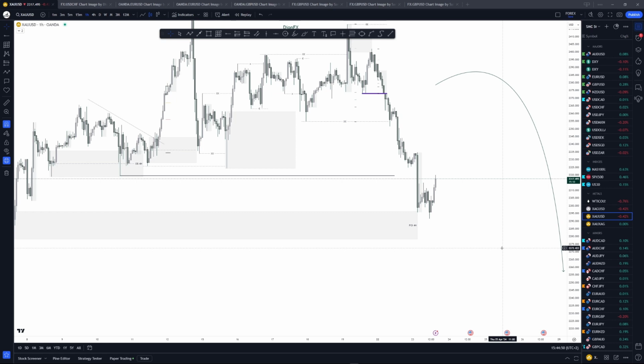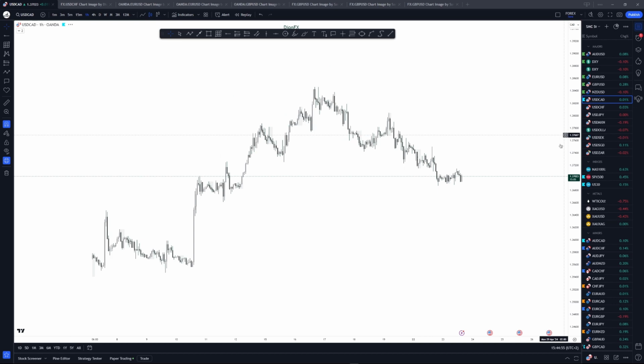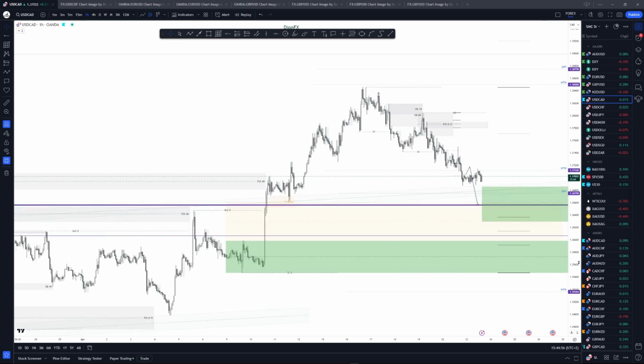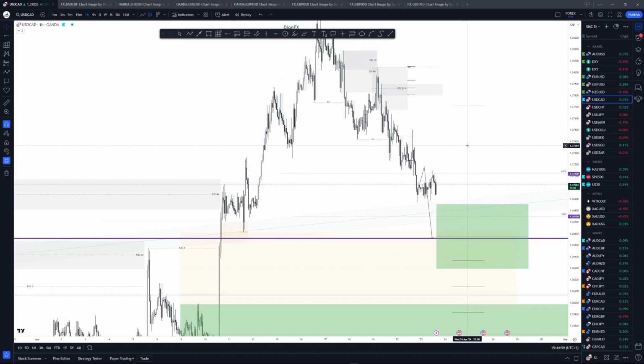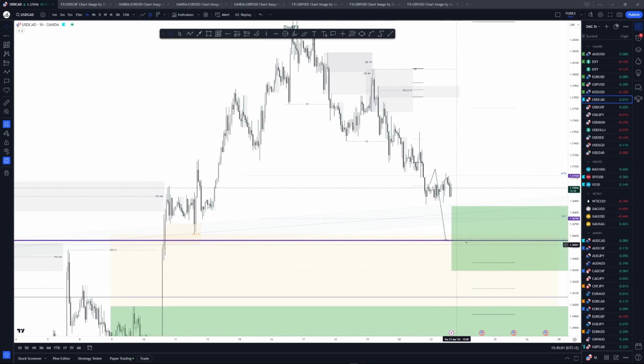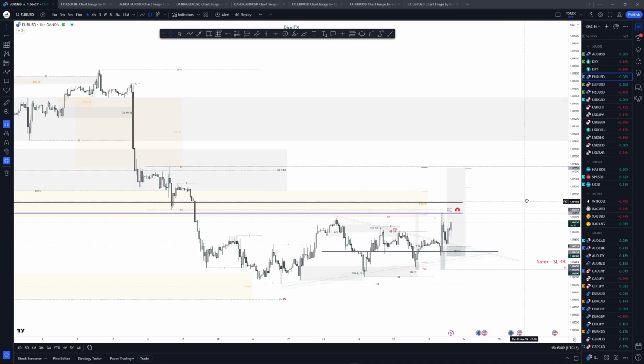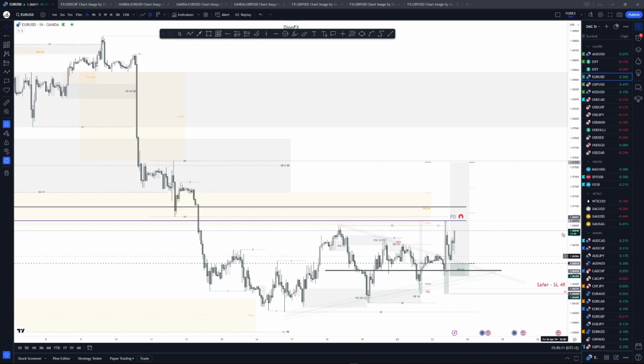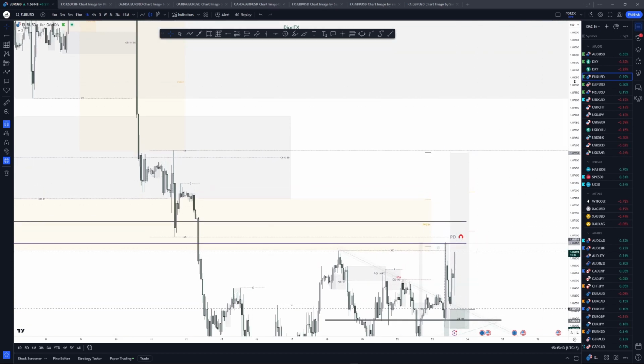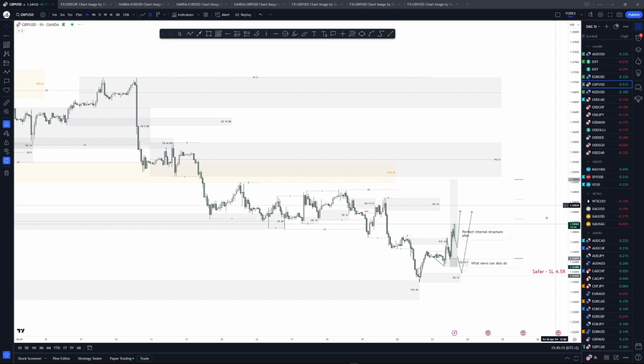So let me check these real quick. USD CAD, if it goes down, it's very, very good. At this point, it's very, very good. Let's check and see how price is moving. Yes, to the upside. I said, the upside.